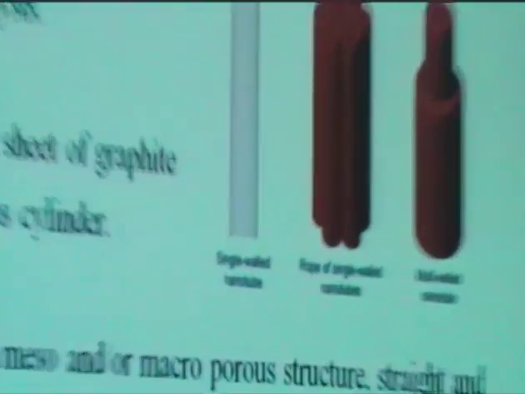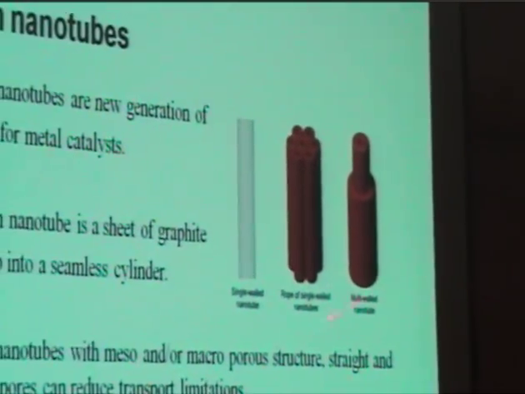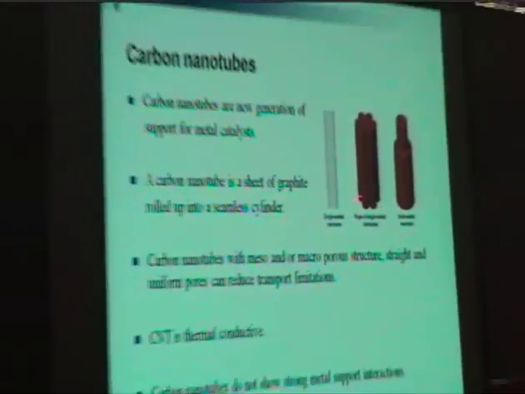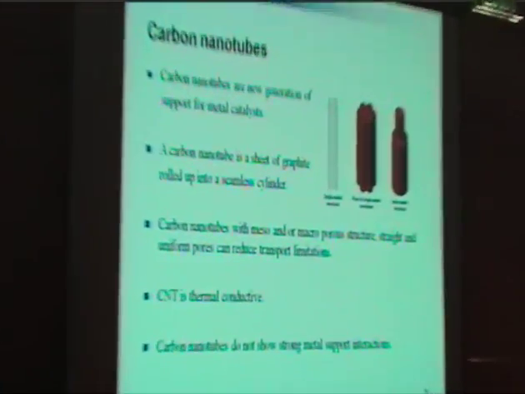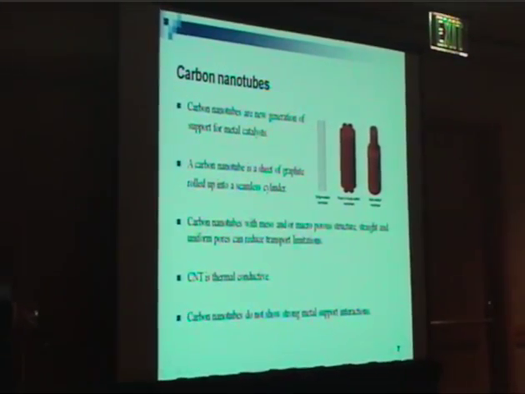Carbon nanotube is a sheet of graphite rolled into a seamless cylinder. It can be a single layer of graphite, single-walled, or multi-walled nanotubes. Nanotubes possess a meso or macroporous structure, with straight pores and uniform pores. It is also thermally conductive, so it is good for exothermic reactions. And like other carbon supports, it doesn't show strong metal support interactions. That's why we were interested in studying iron catalyst supported on carbon nanotubes.